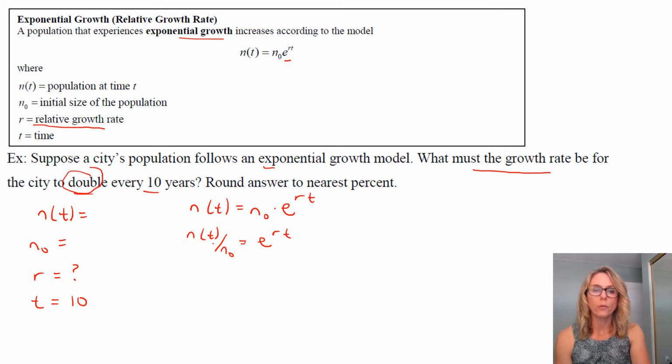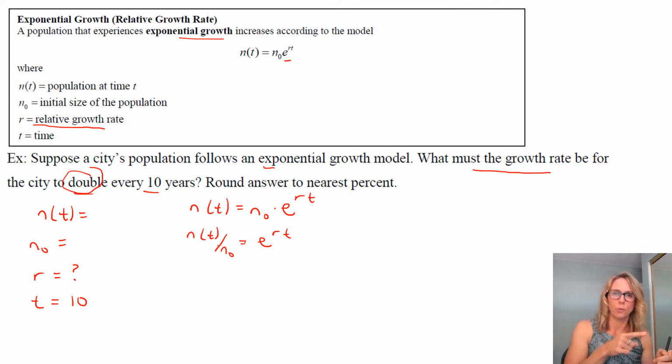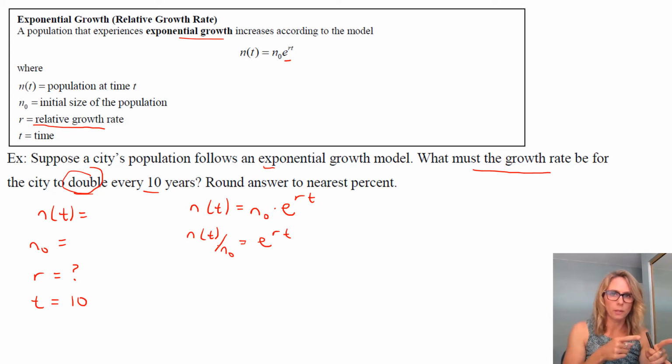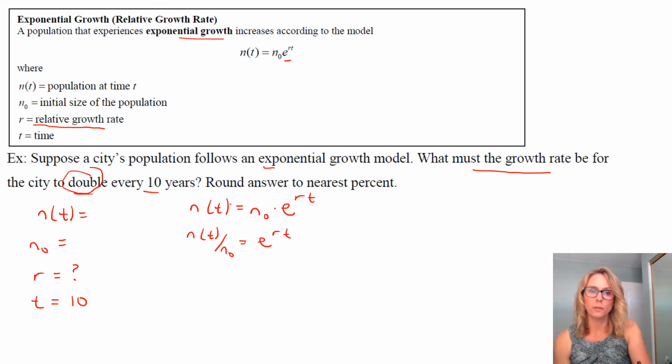So when you think about it like this, think about the fact that this ratio just needs to be double. Meaning, if the initial population is 100, the ending population is 200. If the initial population is 500, the ending population is 1,000. If the initial population is 6,000, the ending population is 12,000. But for any of those examples I just gave, the ratio of the 2 numbers is 2, or double.